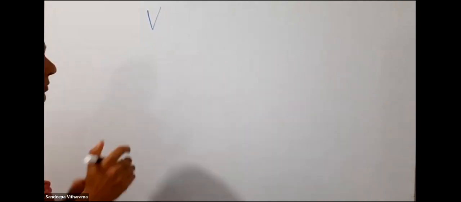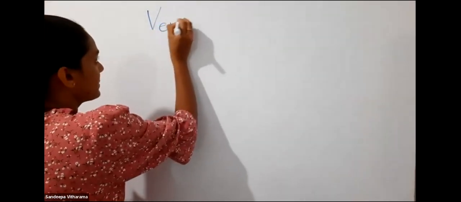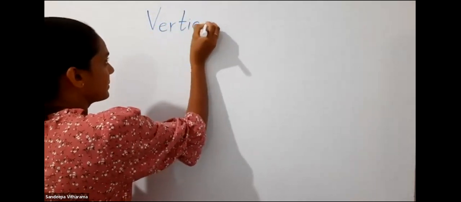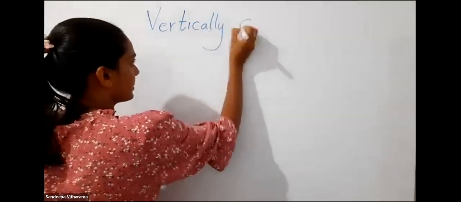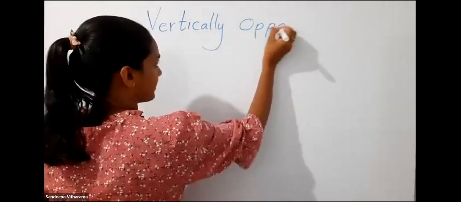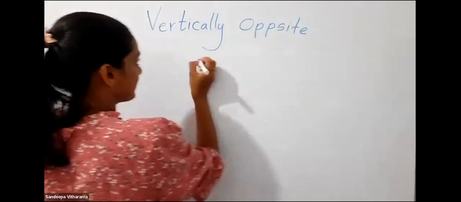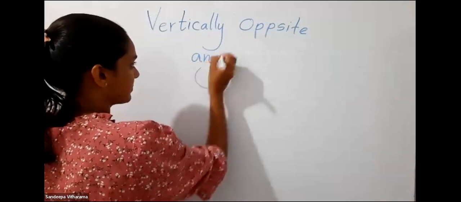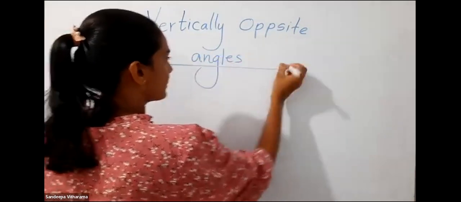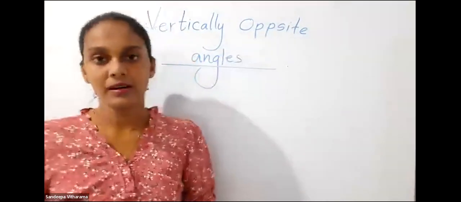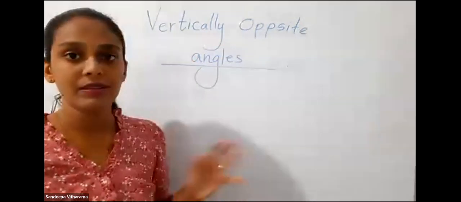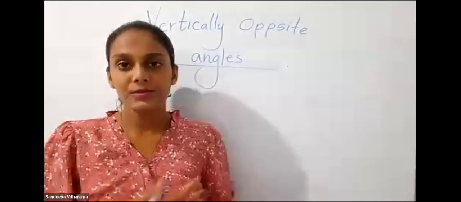Write down today's topic, vertically opposite angles. Okay, so far in the angles lesson, we have learned about the types of angles.